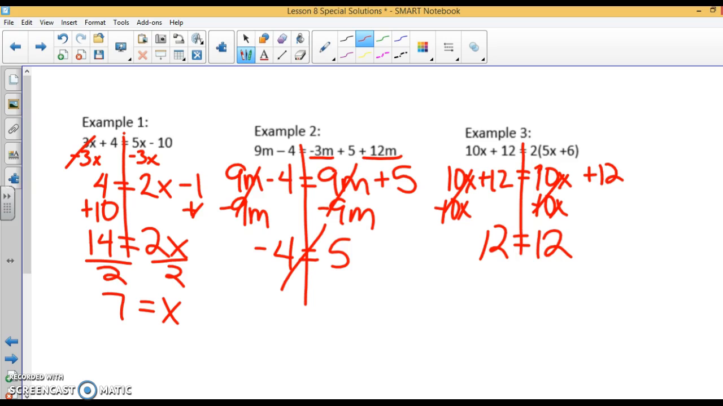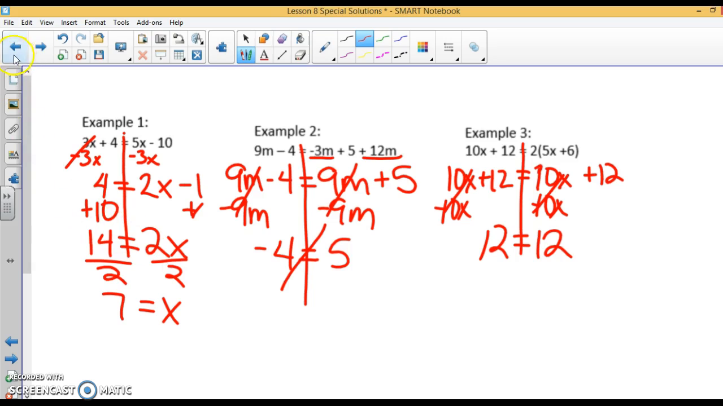Now, looking at each one of these examples, I want you to notice something. Because we're talking about special solutions, don't all of these solutions, the ending result, look different? If we look at this first one, we got x equals 7. We got one solution. When we look at this, we got negative 4 equals 5, which doesn't work. So there's no solution. There's no true m to make this equation work. And then over here, we got something special where both sides were the same. They were equal to each other. That's what we call an identity, where we would have infinite solutions for x.